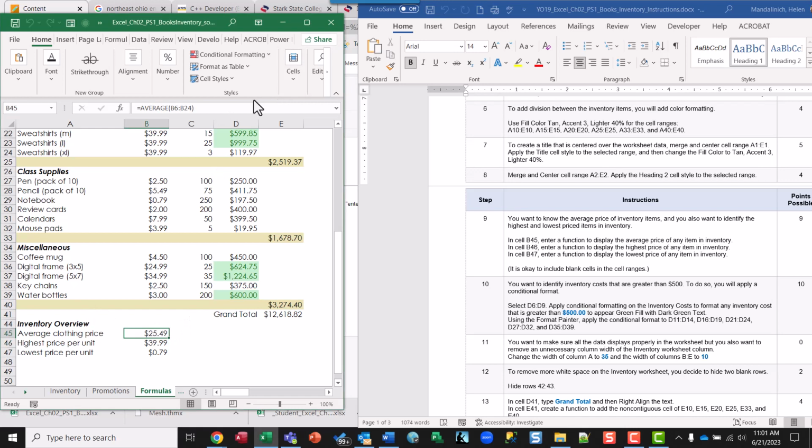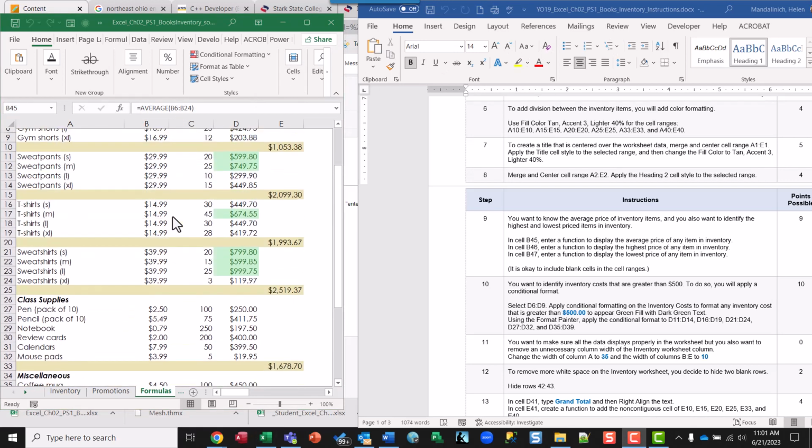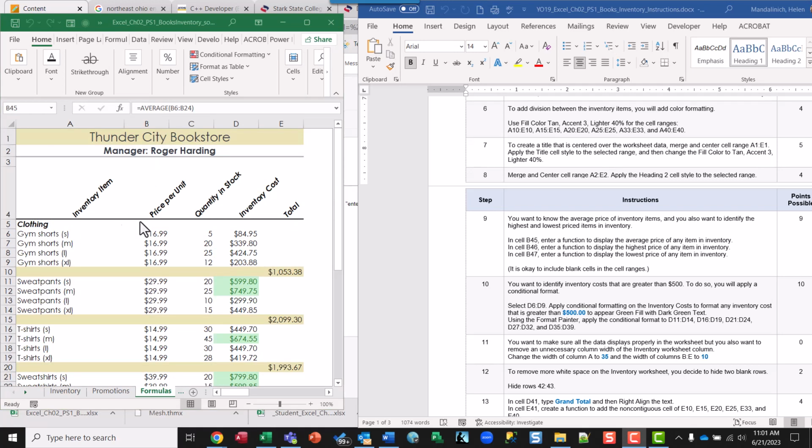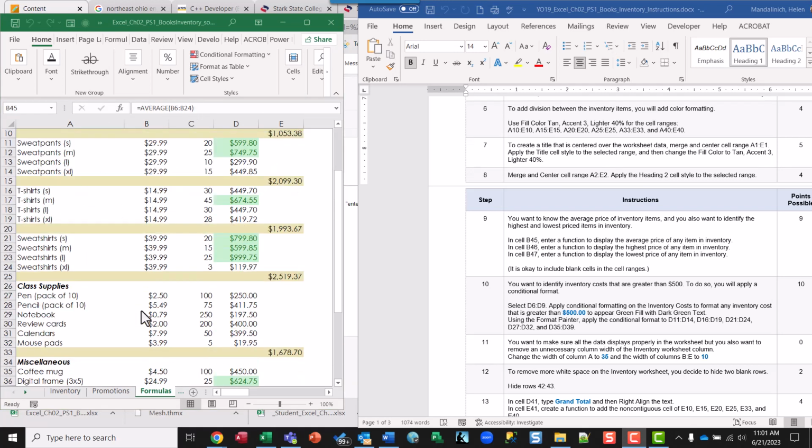So if you look at this formula, we're just doing an average of B6, which is this first one here, through 24, which is that last sweatshirt. Then when you see that you've moved to a different category that isn't clothing, you would not include it. That's why we would do that.